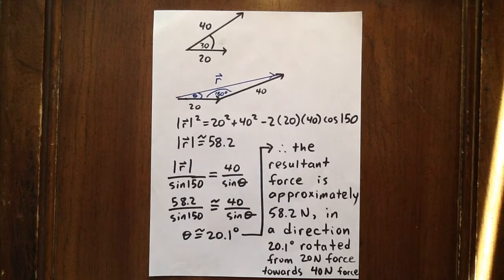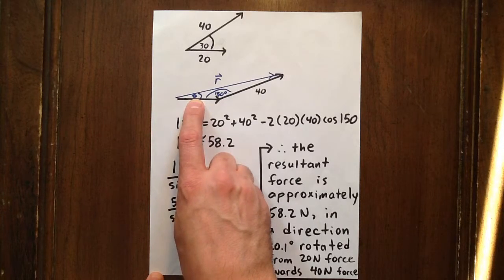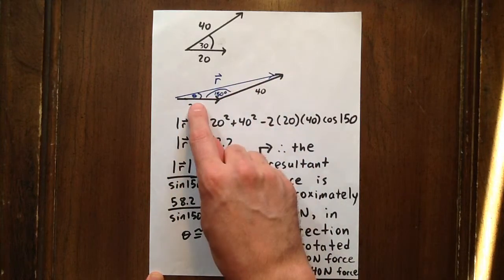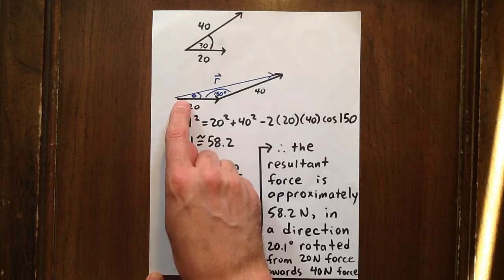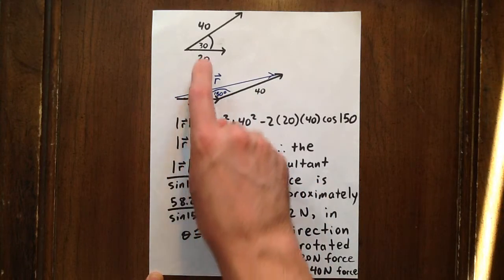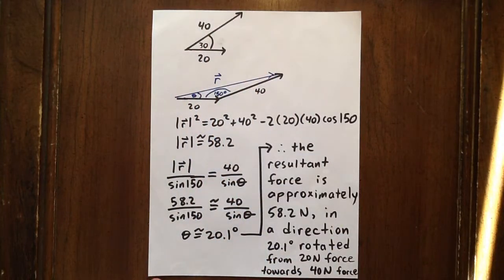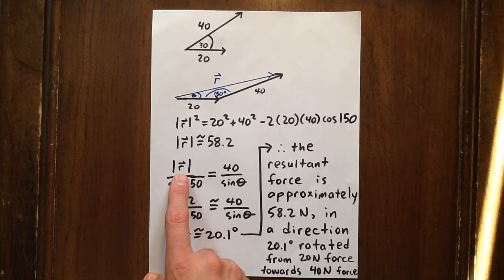Well, now we want to have the direction of the resultant as well. So we're going to try and figure out this angle right here. And the reason we're going to figure out that angle right there is because that's, in the context of this diagram, above the 20, which means it's between the 20 and the 40, so it's going to give us a reference point for us.